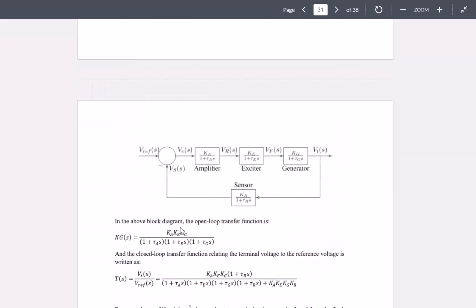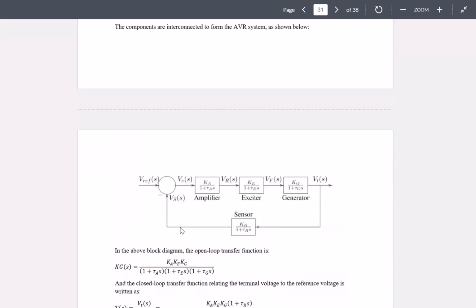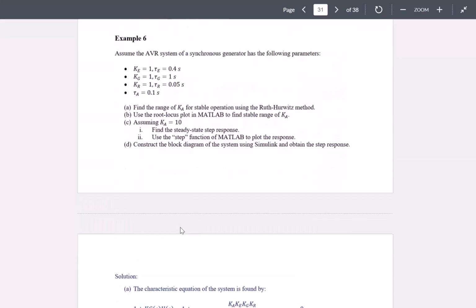So in this system, we call it AVR. AVR stands for automatic voltage regulator. In this AVR system, let's assume that we have Ke, tau E, Kg, tau G, Kr, tau R, and tau A. The only thing that we don't know is Ka, which is the gain of the amplifier, and we want to find out a specific range for that stable operation through the Routh-Hurwitz method, and then through the root locus method.